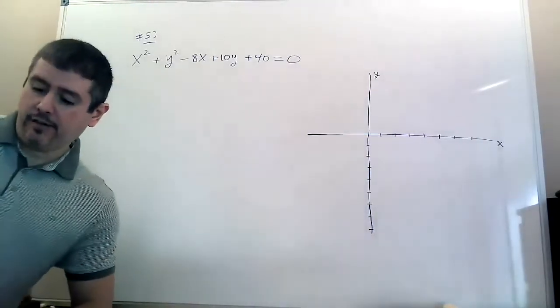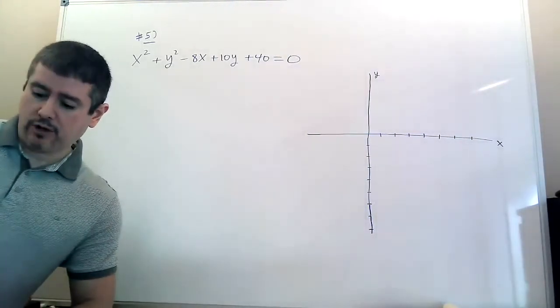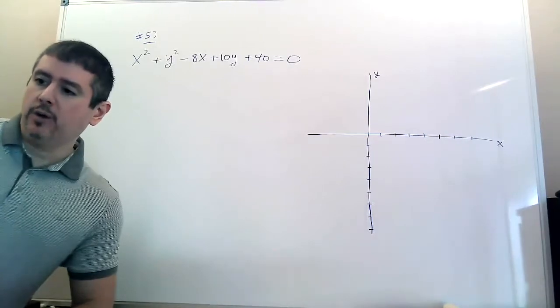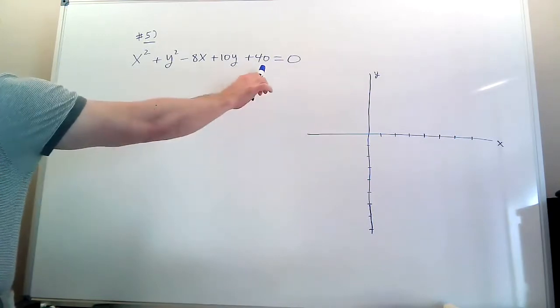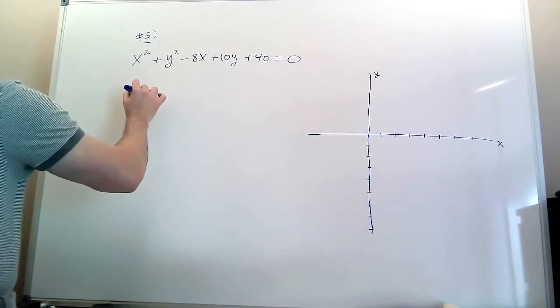Okay, the second half of the final exam. So we're starting with question 5. It's been a while since we've done these problems, so you may have forgotten. So this is the circle. It's not in standard form. You got to write it in standard form.